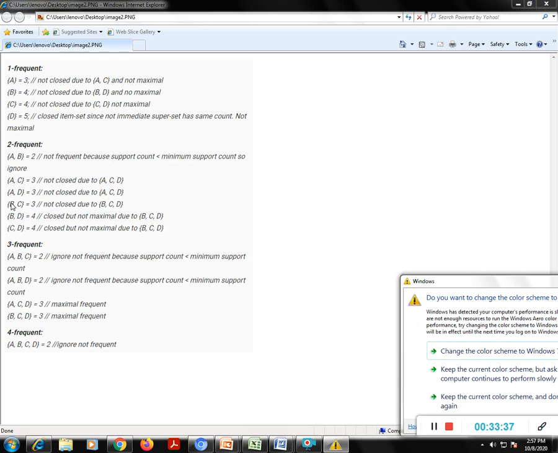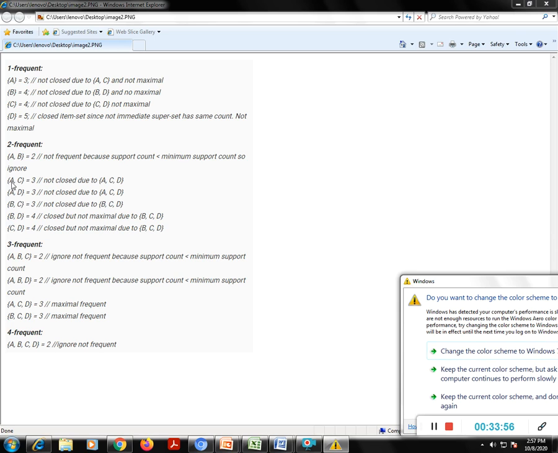B has its supersets as BC, BD and CD. What is the value of B? 4. Its superset should not have the value 4. Is that happening? Yes, its superset BD and CD have the value 4, and that's why B is also not closed.